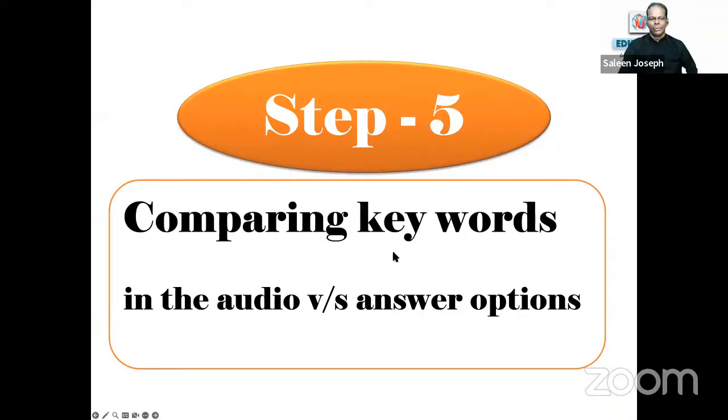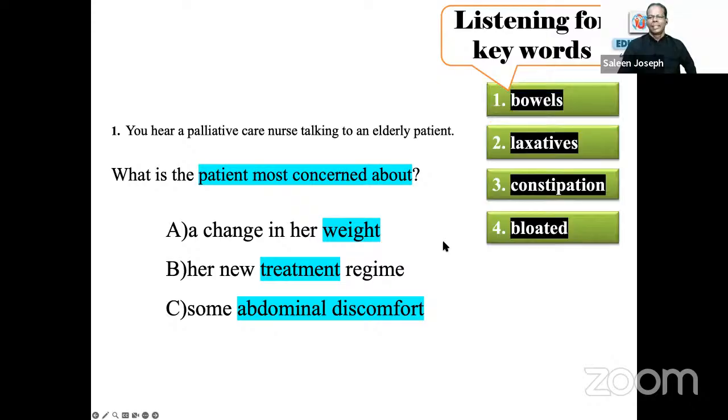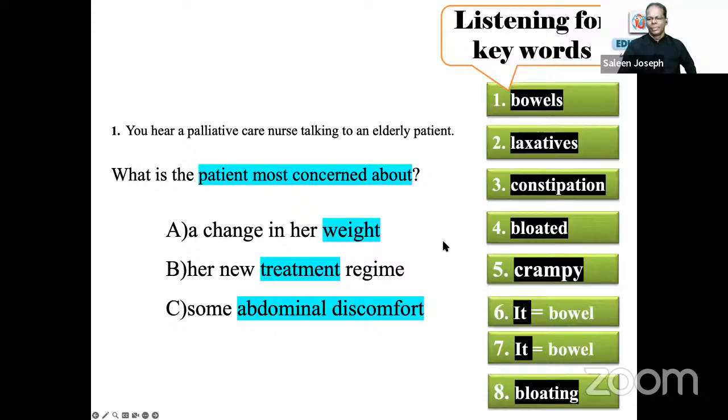Abdominal discomfort. Step 5, comparing keywords in the audio versus answer options. So let's check now. These are the keywords. And you have to compare these with these three things: weight, treatment, abdominal discomfort. Do you have anything about weight? No, Father. They said nothing on weight.